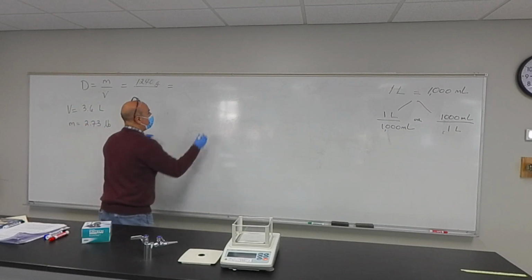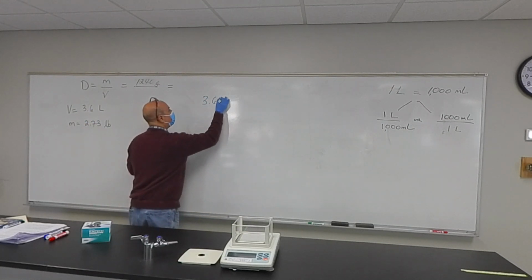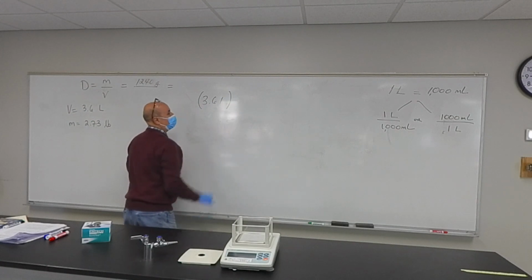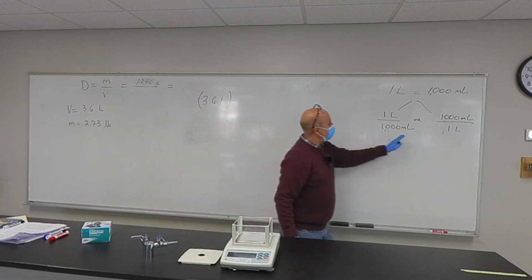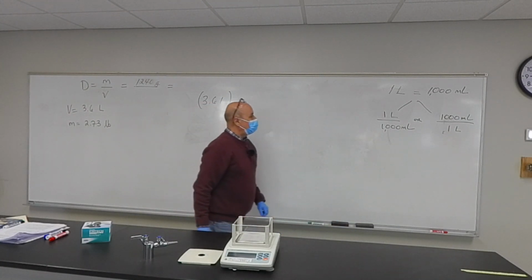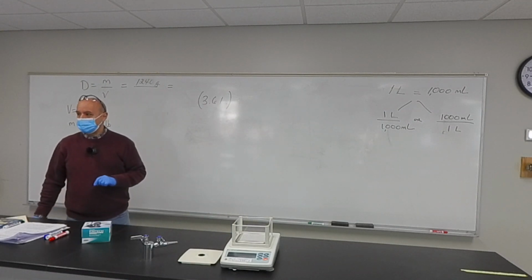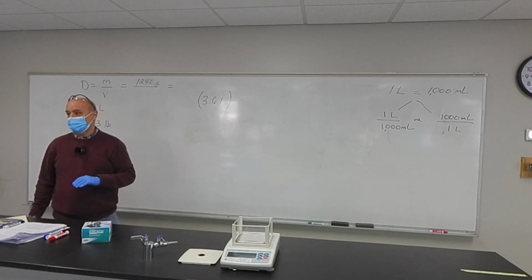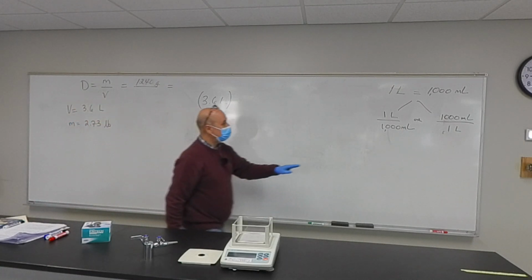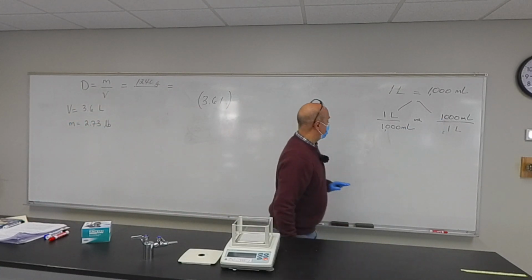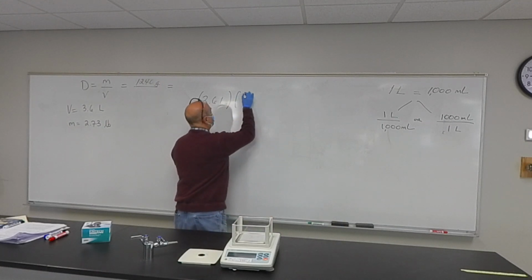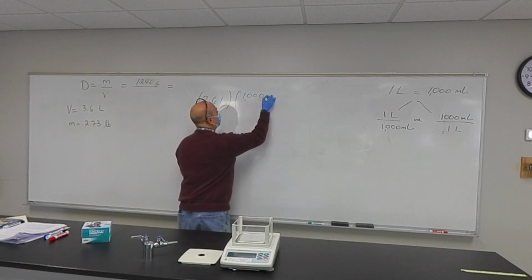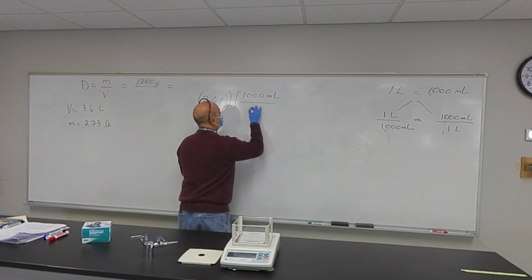My conversion is 3.6 liters, which I need to multiply by one of these two. But I need to keep milliliters at the end. So I'm going to choose the conversion factor that has milliliters on top. This one. Otherwise, I don't get milliliters. So I put 1,000 milliliters divided by 1 liter.